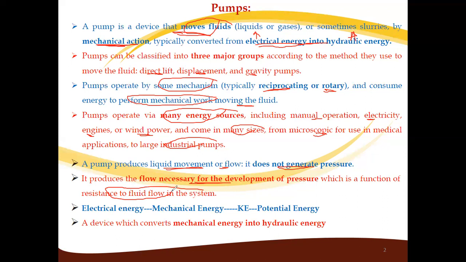Typically, the energy conversion that takes place in pumps is through an electric motor. Electrical energy is given to the pump. This electrical energy is converted into mechanical energy by rotation of the shaft or impeller. This mechanical energy is then converted into kinetic energy. And this kinetic energy delivers the water, or we can say liquid or fluid, to a tank. So again, that kinetic energy is converted into potential energy.